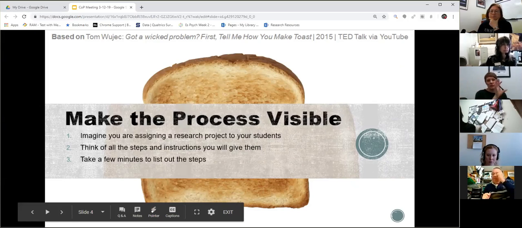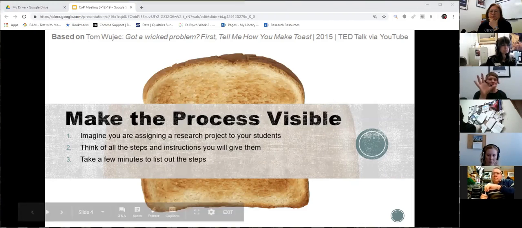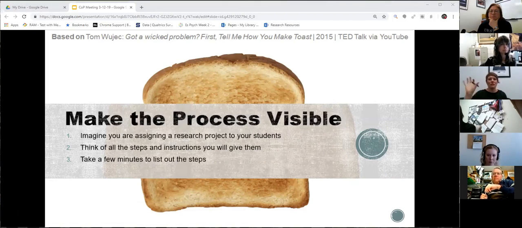So it might be slides you use in class, it might be in the assignment prompt itself, in discussion, in your LMS, maybe you set some sort of reminder. But think of all the steps and instructions you'll give them to set them up for success, and take a couple minutes to just list out those steps. We're going to have you do that in your own head for a minute, and then we'll summarize it together. And Sylvia, maybe you want to go into editing mode on the next slide.